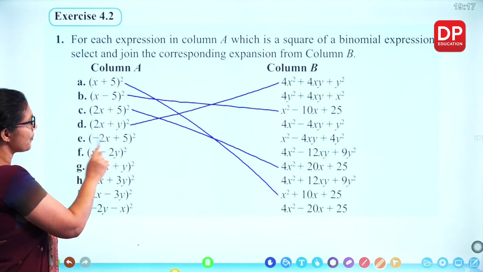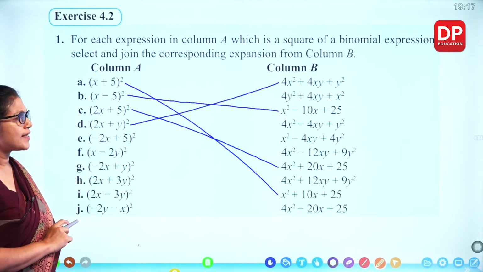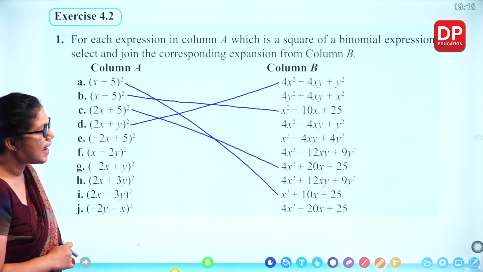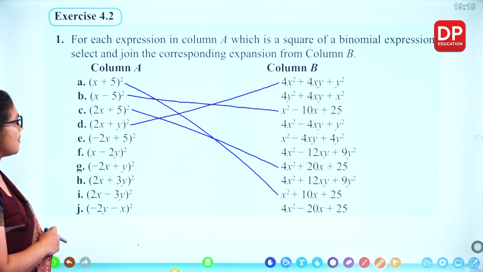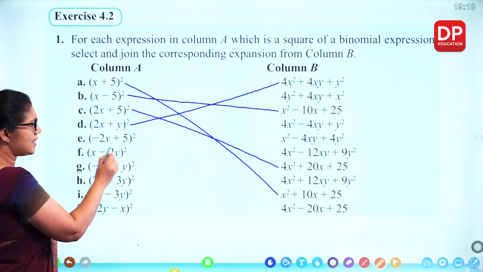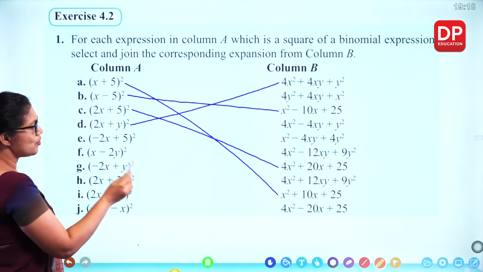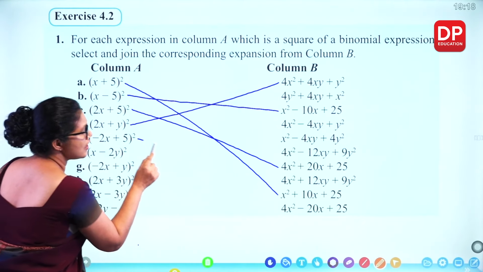This one, 5 and minus 2x there. So that means 4x squared and 25 should be there as the first and the last term. And here when you multiply, you are getting a negative 20. So can you see this expression?